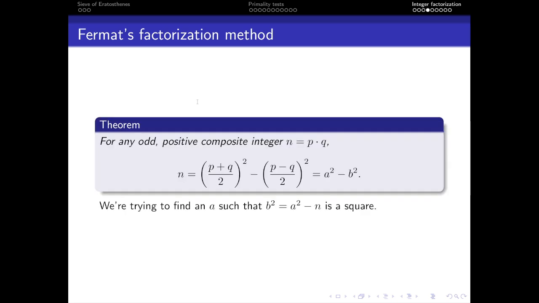Then there's Fermat's factorization method. For any odd positive composite integer n equals p times q, we can represent it as the difference of squares. And that's basically the principle of Fermat's factorization method. If we happen to guess an a such that b squared is a square as well, then we know that we found the factors a plus b and a minus b of n, and this is just expanding this term right here.